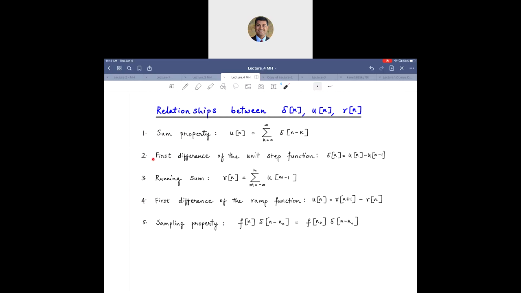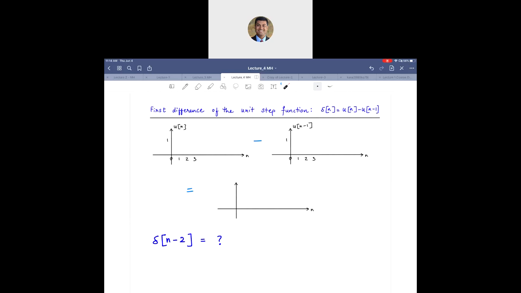Let's take a look at the second property here. The first difference of the unit step function, delta of n, can be represented as u of n minus u of n minus 1. Is that true? Let's validate that statement using this particular sketch. On the left, we need to sketch u of n. On the right, we need to sketch u of n minus 1.